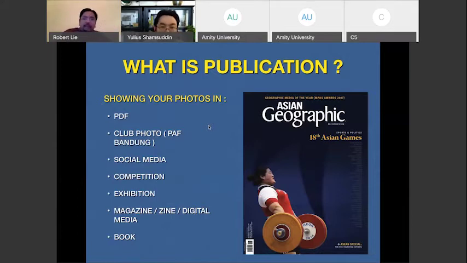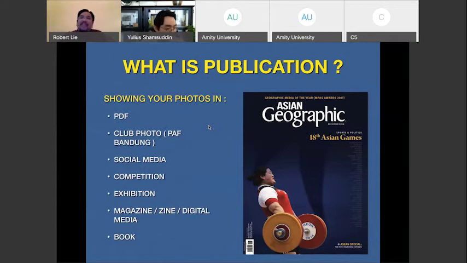Now the other one is sending your photo to a magazine. This evening I will focus a little bit on magazines: how you publish your picture in a magazine. Magazines, of course, have their own audience and they have a great impact for your publication.